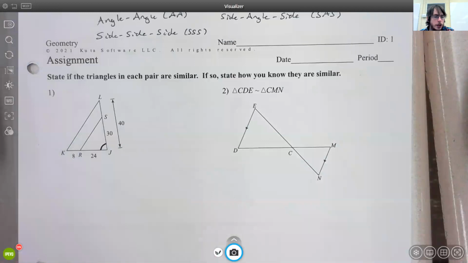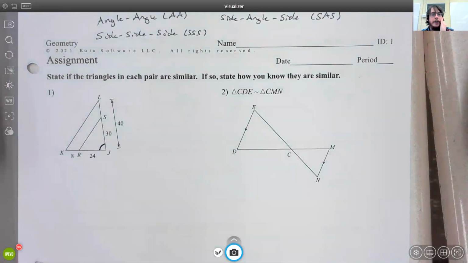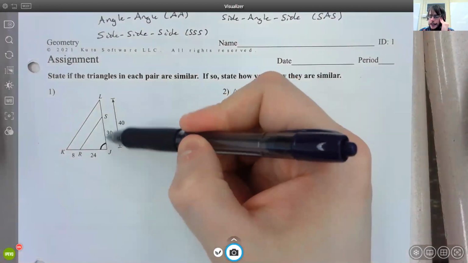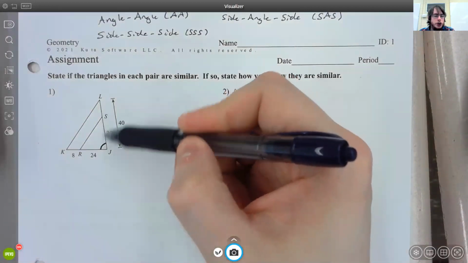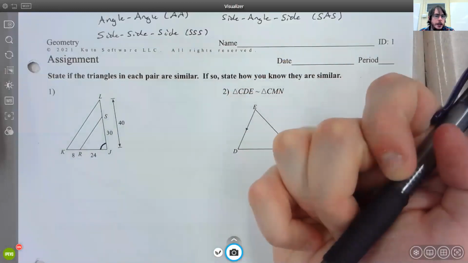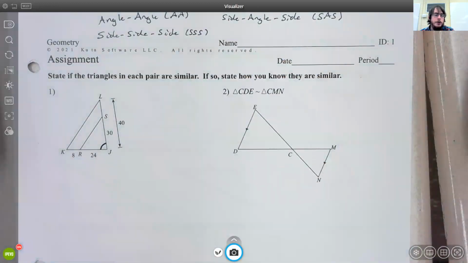Now, there is no other way to tell that we have any other congruent angles. So we cannot use angle-angle because we don't know any of the other angles. However, we do have two sides of the small one labeled, as well as two big sides labeled. So if we're going to be using any of these, we're going to be using side angle side.